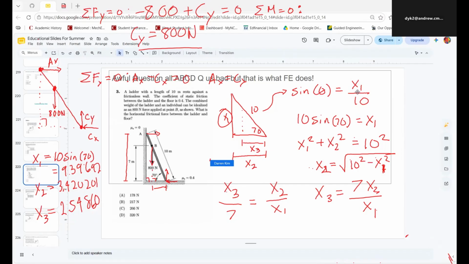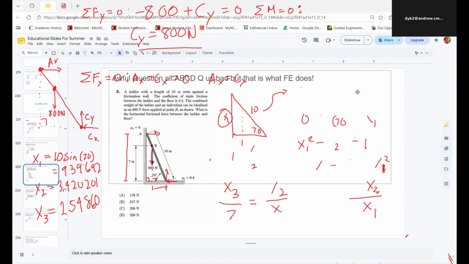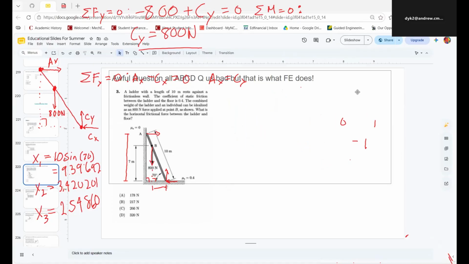Now we've got all the variables we need. We don't need any more of this math, so let me erase this real quick. Now we have this x3. Do we need anything more? No, I don't think so. So we can do a moment equation now. Let's start with A. We need the moment of A in the x direction plus the moment in the y direction equal to 0, and there's no other moment. Alternatively, we could use the summation of moments about C equal to 0.